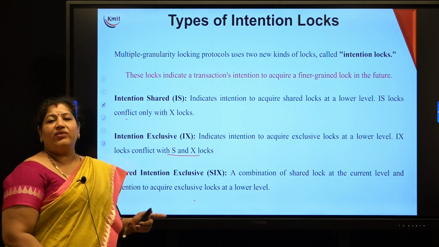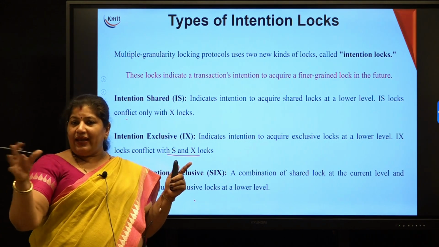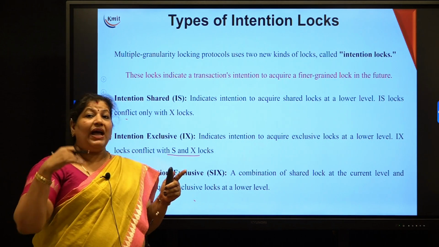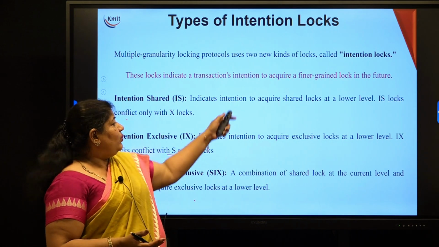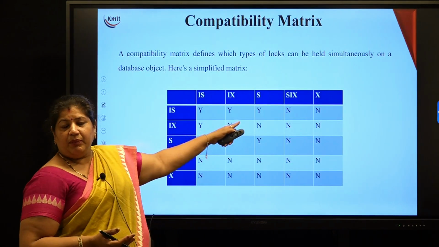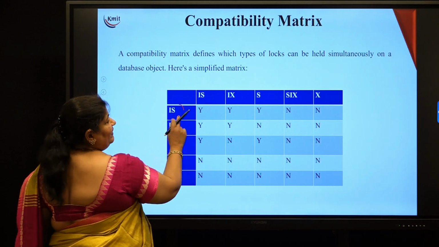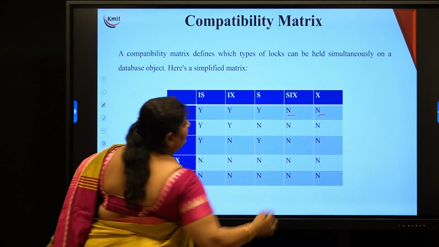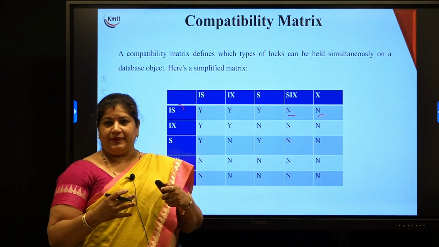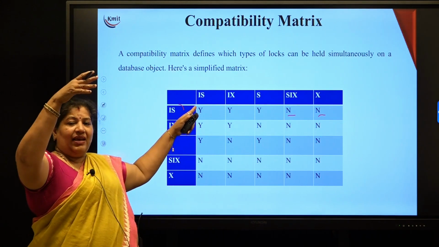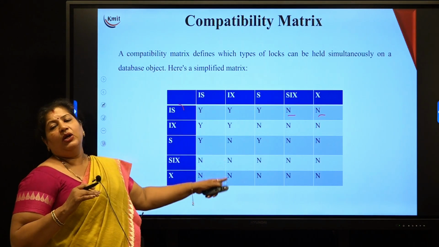So this is the kind of locks that we apply. They only tell that in future, down the line, I would like to apply that particular lock. So that whenever you are allowing it to apply for the lock, you will see this compatibility matrix, because it shows which locks can coexist. For example, if you see IS, we said IS conflicts only with exclusive locks. That is why SIX and X will not allow, they cannot coexist. But if you have applied IS on a higher level, you can also apply IX, it is allowed. So that is what this matrix talks about.